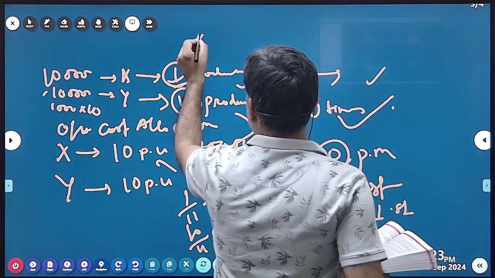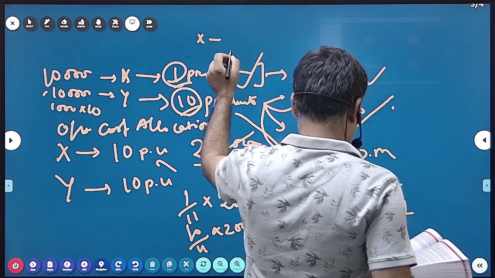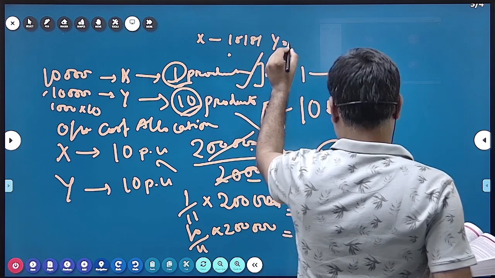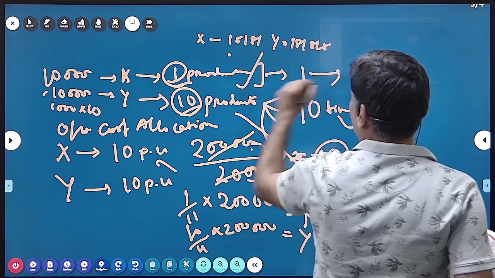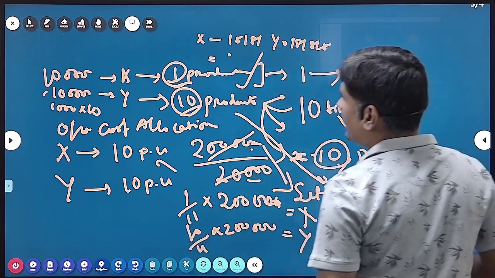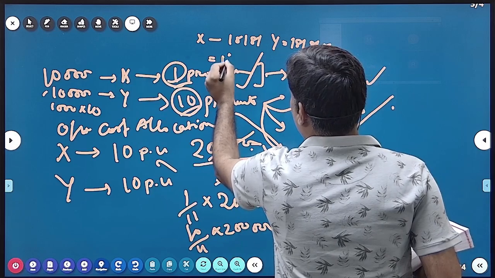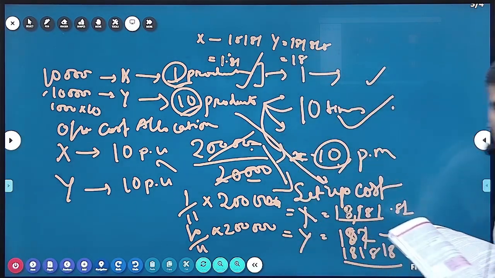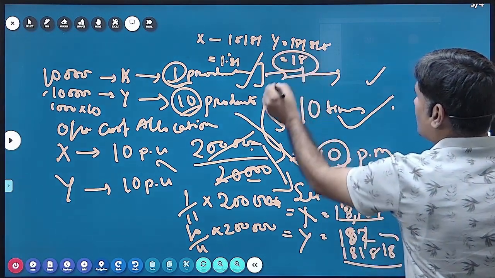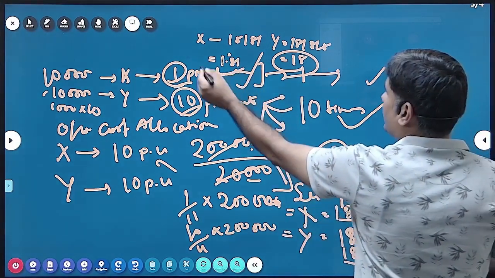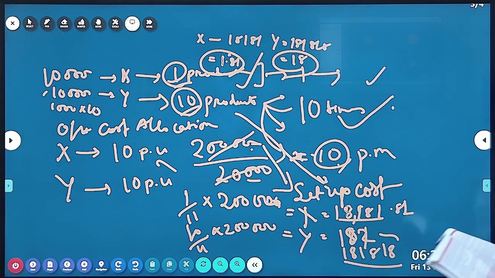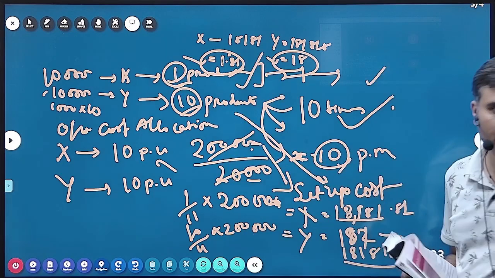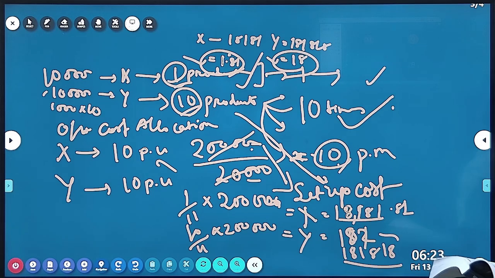So for X, for the 10,000 units, the total cost comes to 18,181, and for Y the cost comes to 1,81,818. So for 1 unit of X, what is the cost? 18,181 divided by 10,000 comes to 1.81, and for Y it will be 18 rupees, right? For Y there should be more cost, so for Y it is 18 rupees, but for X it is 1.81. So now it appears to be more correct, so we can determine the cost of product X and product Y more accurately if we use activity based costing, right?